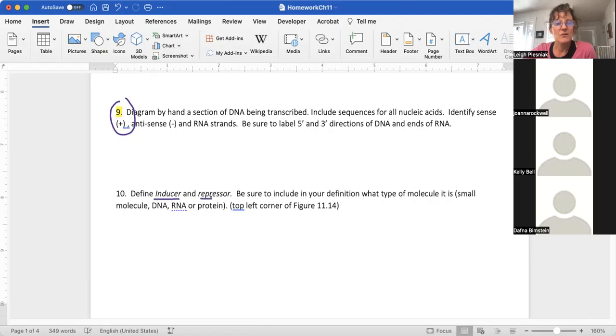Inducer and repressor. So remember, the repressor is the protein that binds to the operator and it blocks transcription. An inducer is a small molecule that can bind to the repressor and cause it to dissociate from the operator, and that allows access by RNA polymerase.